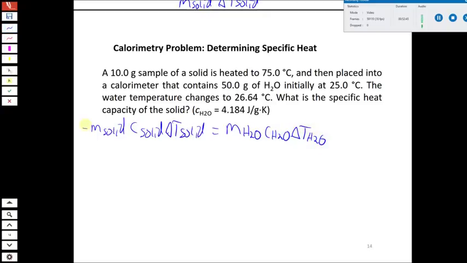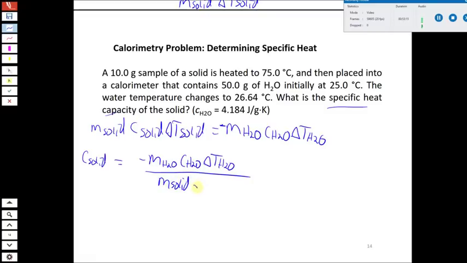I think in hindsight it makes more sense to put the minus sign on this side of the equation, but it doesn't matter. You can put it on either side. It's just one minus sign to make sure that the two are actually equal. And what we're solving for here is the specific heat capacity of the solid, which is C. So we just rearrange and we get the mass of water, heat capacity of water, delta T for the water on top, that's the heat for water, with a minus sign in front, divided by the mass of the solid and its heat capacity, delta T.